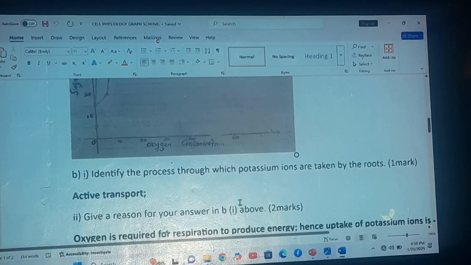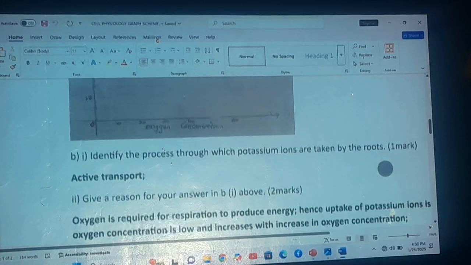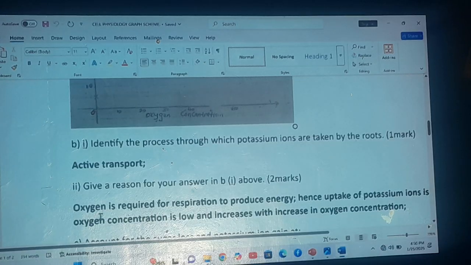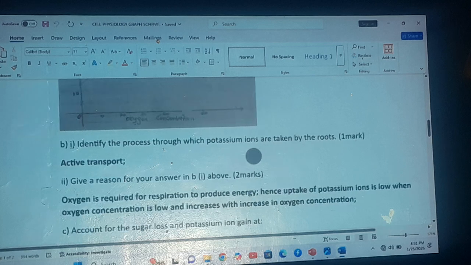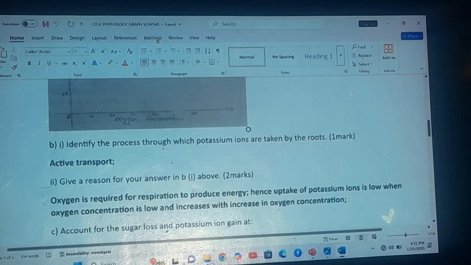Give a reason why it's active transport and not any other process. The main reason is oxygen is required for respiration. We are dealing with the factor of oxygen, so what is the role of oxygen? It's required for oxidation. So oxygen is required for respiration to produce energy. Hence, uptake of potassium ions is low when oxygen concentration is low, and increases with increase in oxygen concentration.